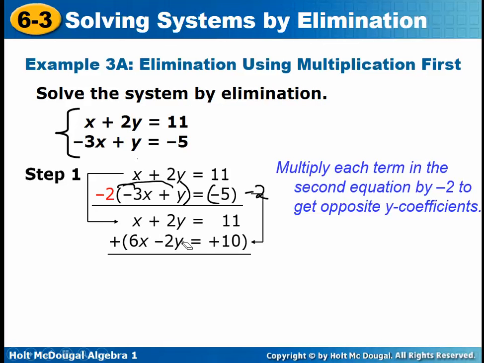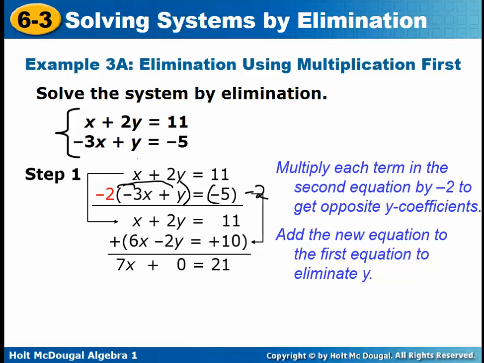So now we can go ahead and add these two equations together. 1x plus 6x is 7x. Our y terms eliminate, we just get 0, and 11 plus 10 is 21. So we don't really need the 0 there, so we just write 7x equals 21, divide both sides by 7, and we find that x is equal to 3.